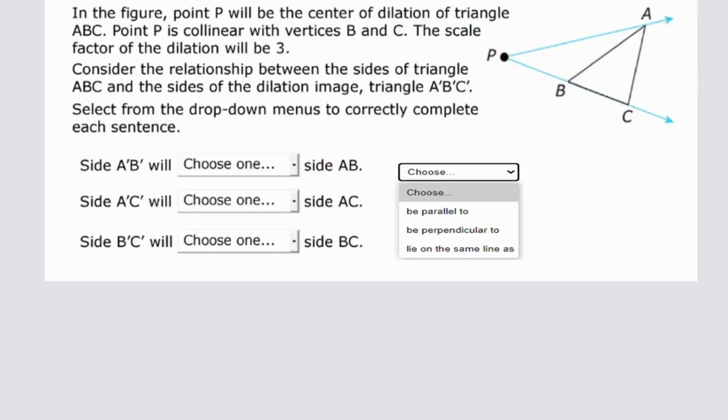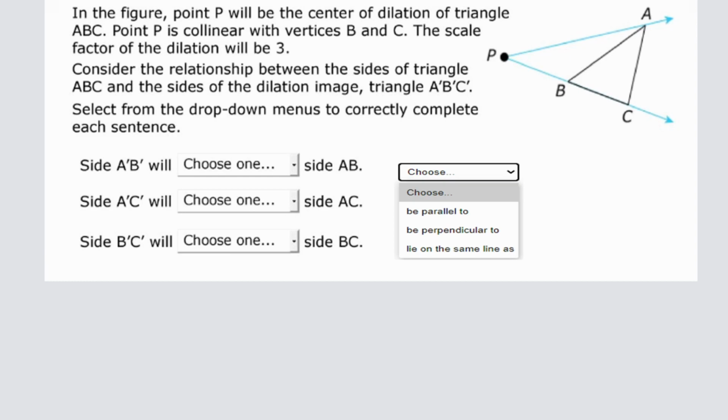Our next one says in the figure, point P will be the center of dilation of triangle ABC. Point P is collinear with the vertices B, C. The scale factor of the dilation will be 3. So our scale factor was times 3. Consider the relationship between the sides of triangles ABC and the sides of dilation image, triangle A prime, B prime, C prime. Select from the drop-down menu to correctly complete each sentence.